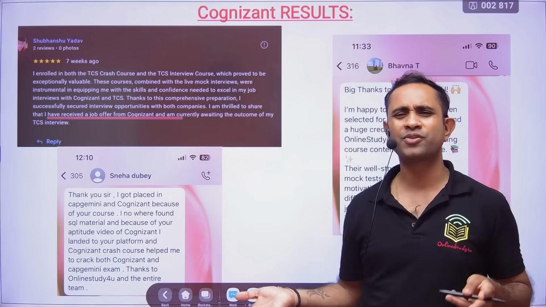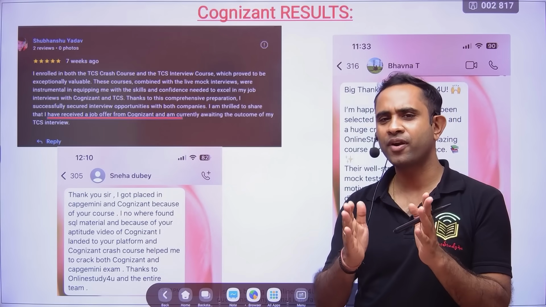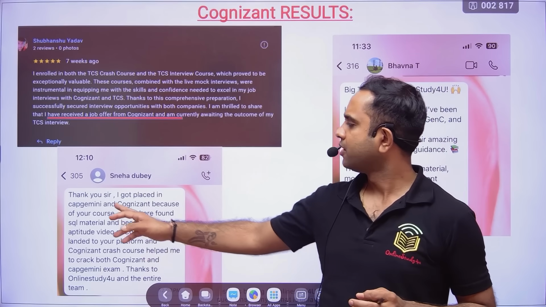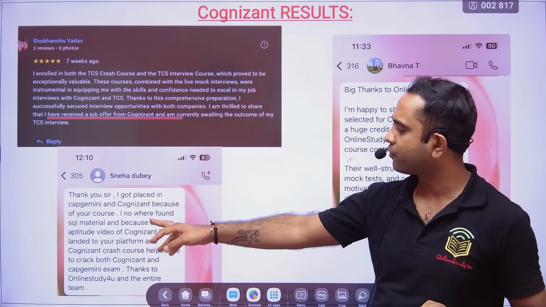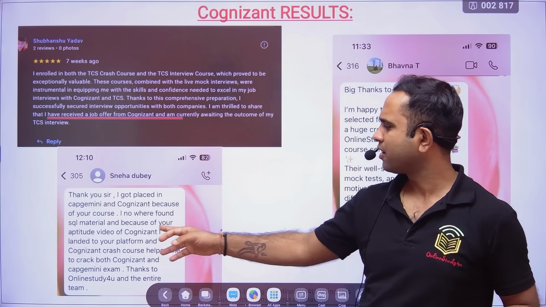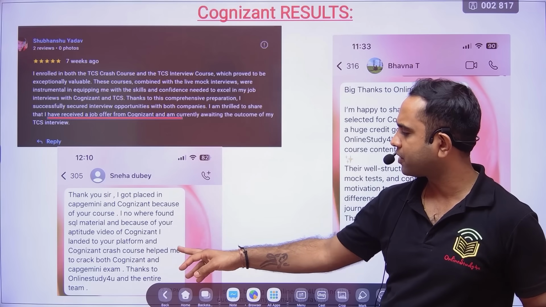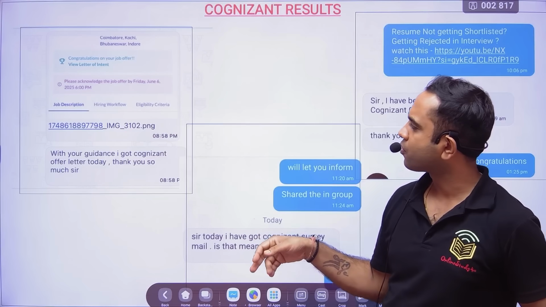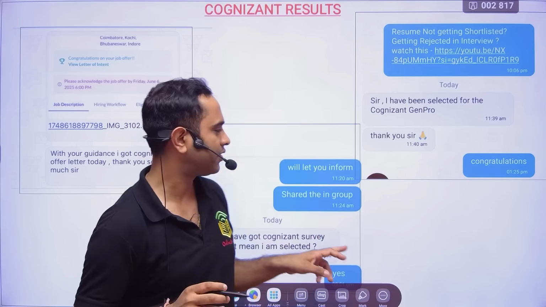A lot of successful candidates are there. You might also be seeing them in the comments. See, when the effort goes in the right direction, the results will definitely come. Thank you, sir. I got placed in Capgemini and Cognizant because of your course. I nowhere found SQL materials. So SQL, HTML, CSS, everything we are doing, okay? Because of your aptitude videos of Cognizant, I landed on your platform, and the Cognizant crash course helped me. I received an offer letter from Cognizant. Okay, this places, sir, with your guidance, I got selected in Cognizant, received offer letter today.